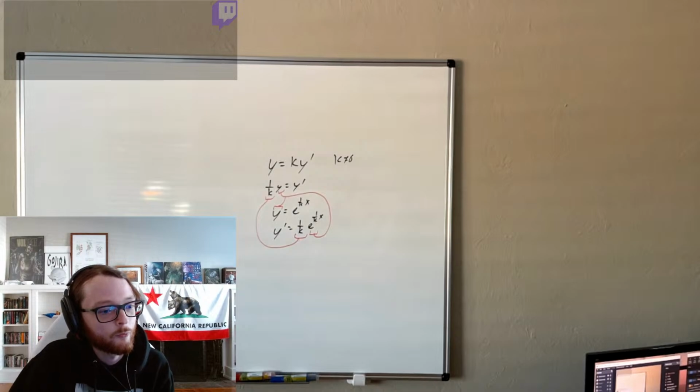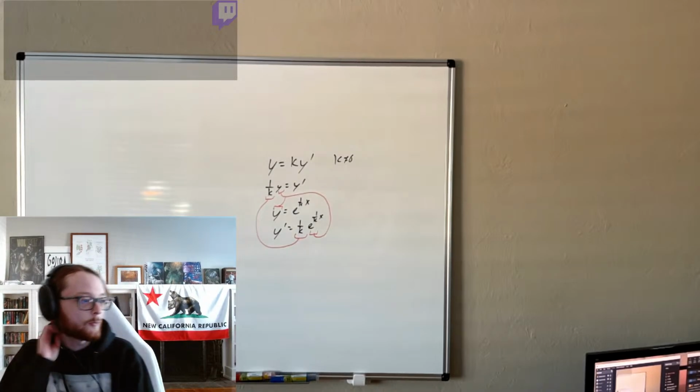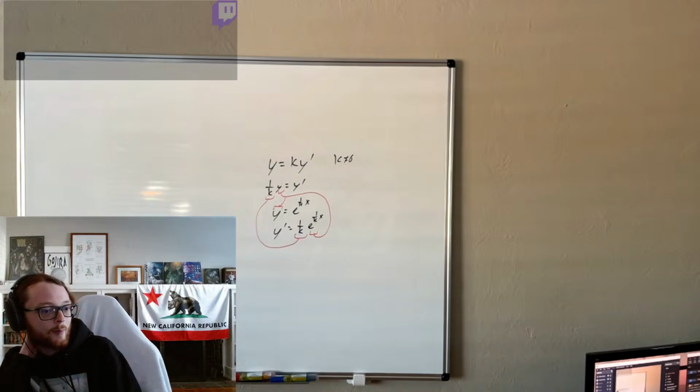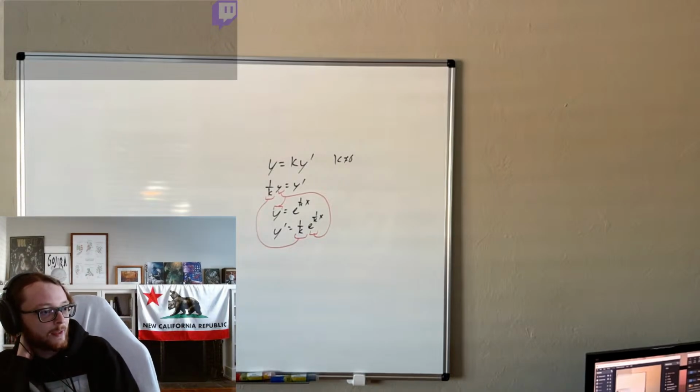y prime equals y means e to the x is the solution. It's because y prime equals y means literally a function is equal to its own derivative. Find that function, and that's how e to the x is defined.